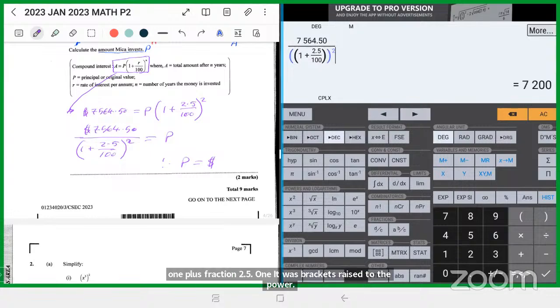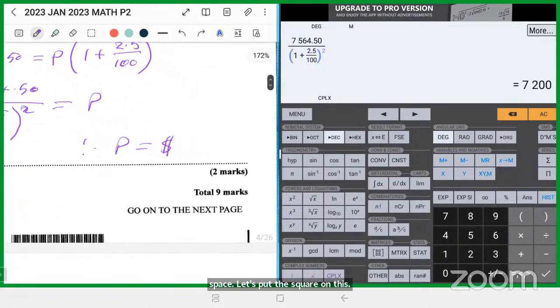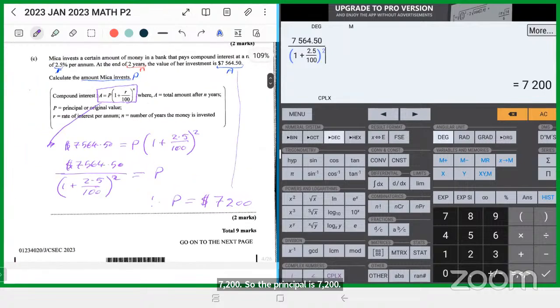Let's put the square on this. See there? 7,200. So the principal is 7,200. That is the principal amount. See? Less than the amount after 2 years.